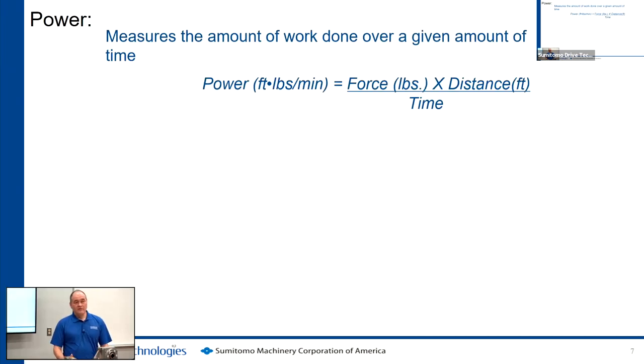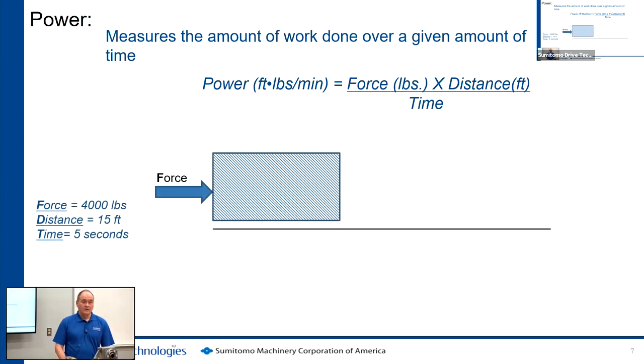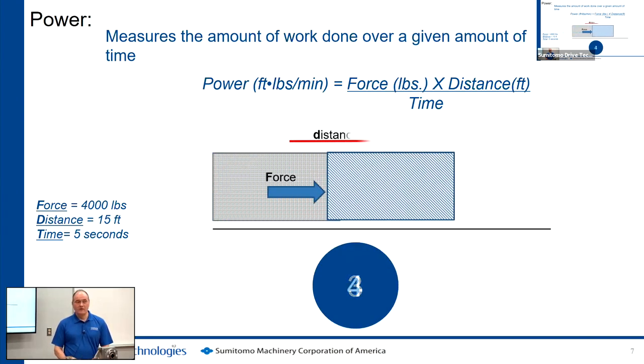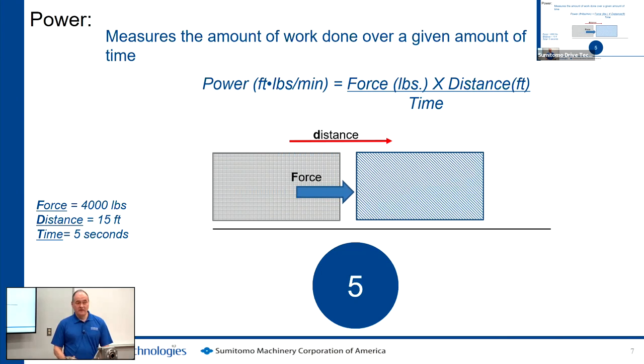Now, power is the work that you've done over time. So the faster you're doing the work, the more power you're generating. So in this example, if you're applying a force against this block, you're applying a force of 4,000 pounds, and you're moving 15 feet in 5 seconds, you've done 12,000 foot-pounds per second worth of work.